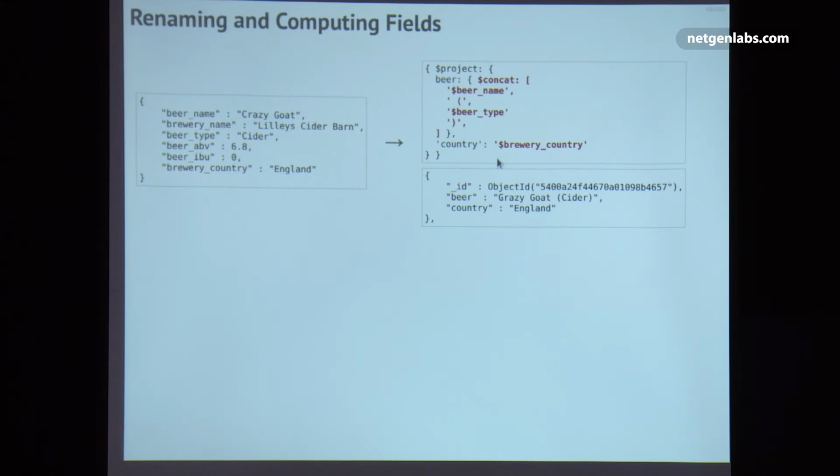So the second one is doing some computed fields. So instead of showing beer name and brewery name as 2 different fields, I want to store this in such a way that the output has the beer name, and then between parentheses has the beer type.